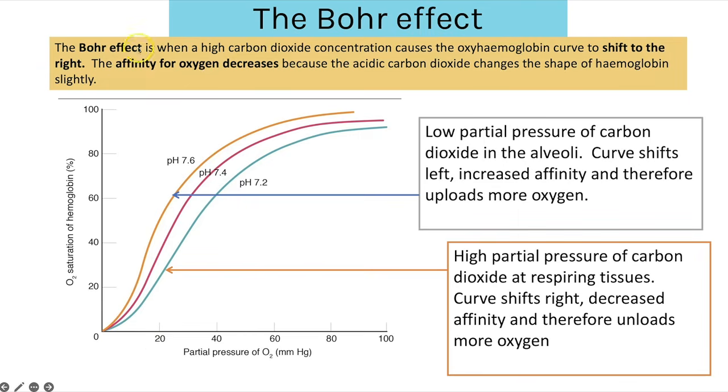The advantage of this is, if you have a high concentration or partial pressure of carbon dioxide, the fact that hemoglobin has a lower affinity for oxygen is good, because that would indicate that there must be respiration occurring. Carbon dioxide is made in respiration, and it's an acidic gas, changing the shape of the hemoglobin so it unloads the oxygen more readily. That means oxygen is being delivered to the site of respiring tissues so that aerobic respiration can continue for longer and more ATP will be created.